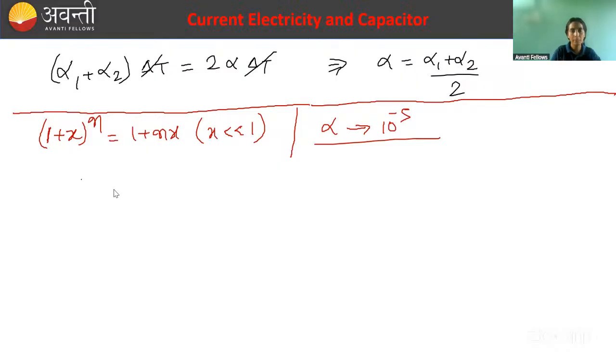Now look, what will I do in parallel? 1/R1 plus 1/R2 is equal to what? If you connect those two resistors that we had in parallel, then you will do it like this. Okay.